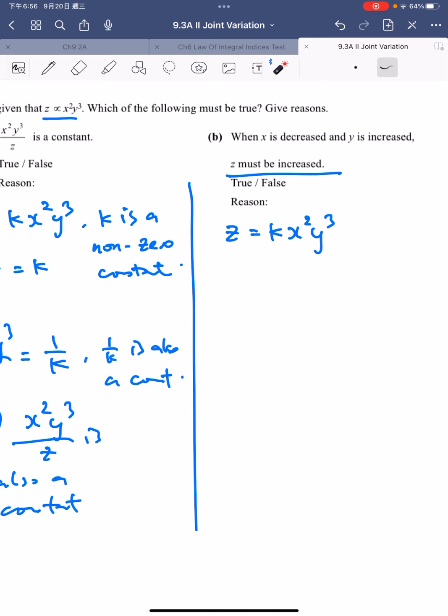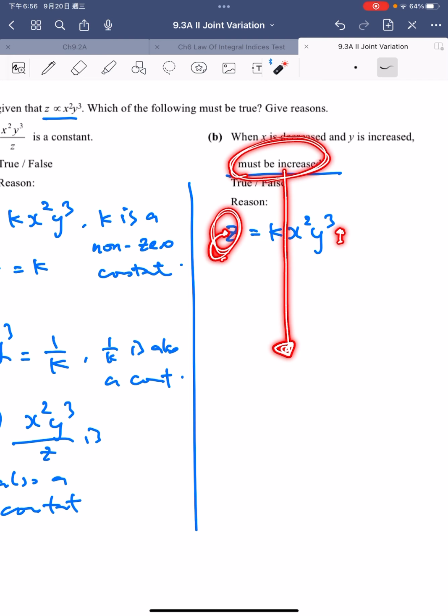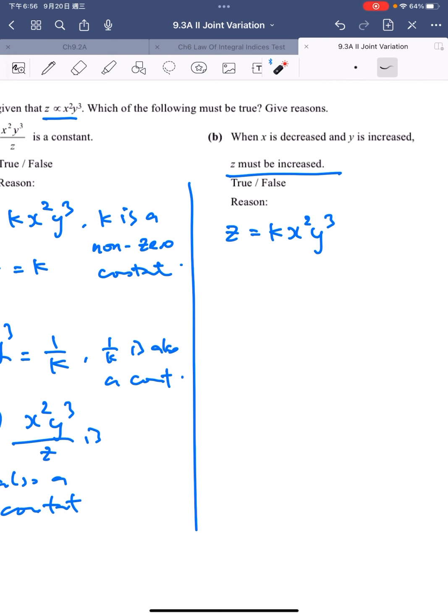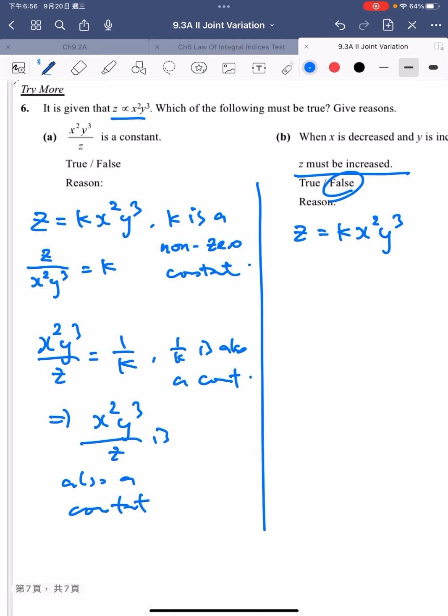However, let's take another scenario. If x is decreased a lot, maybe like 100 times, but y is only increased by like 10%, then z must be decreased. So actually in this question, it's not must be increased. It can be increased, but not must. It actually depends on how x is decreased and how y is increased. It depends on the percentage by which x and y are changed. So the answer for 6b is going to be false, and for 6a is going to be true.